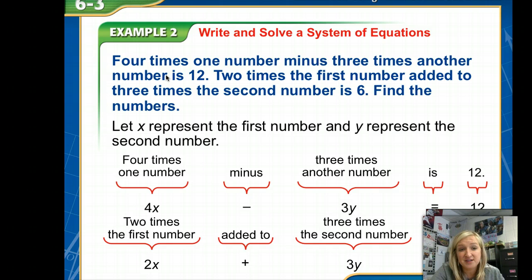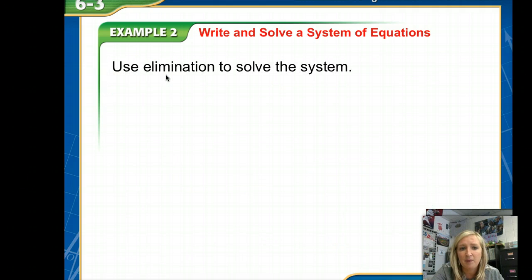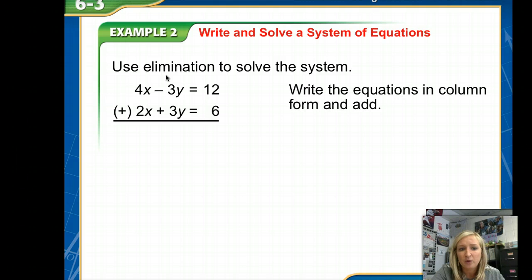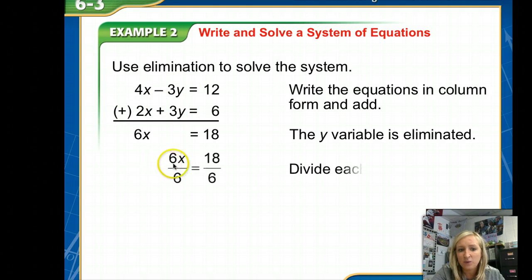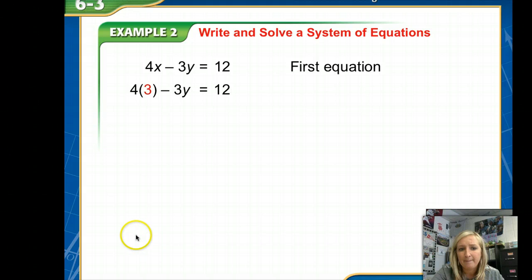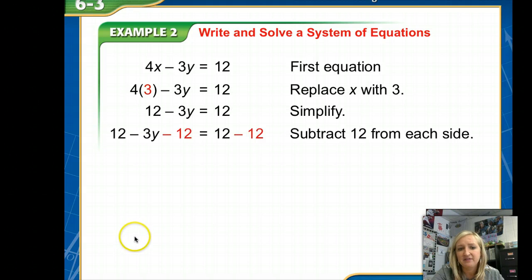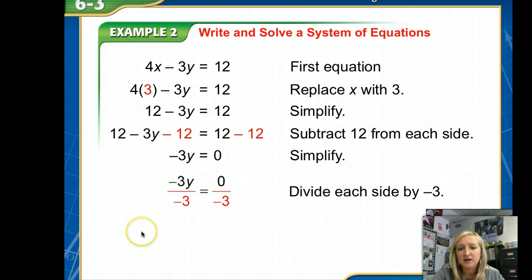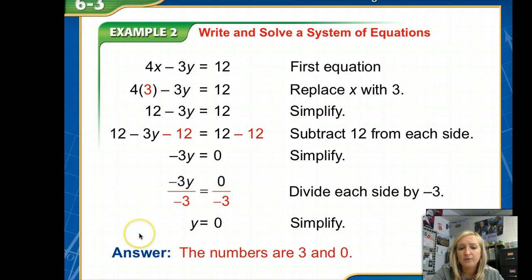So now I have two equations. Example number 2 is simply writing out the equations and solving it just like you did in example number 1, using elimination to solve. We have a -3 and a +3, so we're going to add them together and eliminate those y's. We get 6x equals 18, x equals 3. Plug it back in. Substitute 3 in for x, either equation works, and you're going to solve for y. Plugged it in the first equation, and we get y to equal 0. So your numbers are 3 and 0.